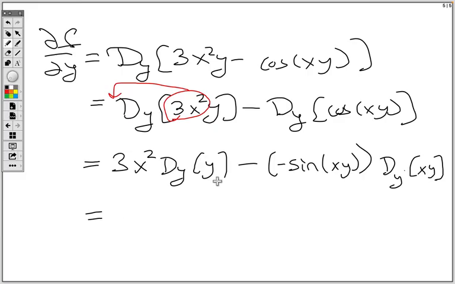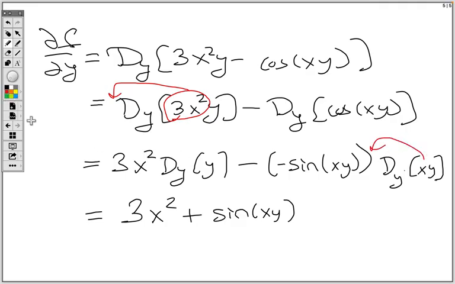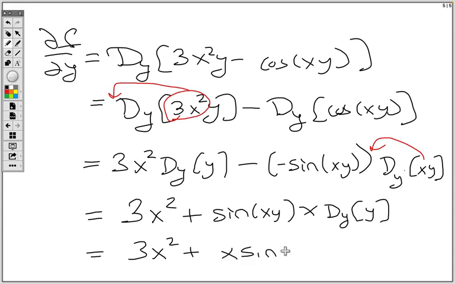The derivative of y with respect to y is 1, so that's a 3x squared. Minus a minus is a plus sine of xy. And once again, here we're treating x as the constant. So I could factor the x out times the derivative of y with respect to y, which is 1. And so we get our final answer here. And that's the partial of f with respect to y.